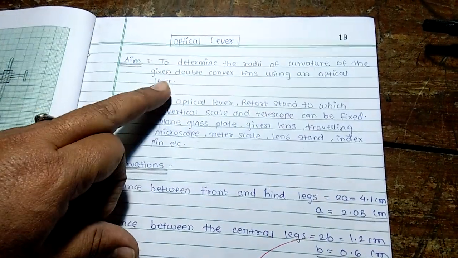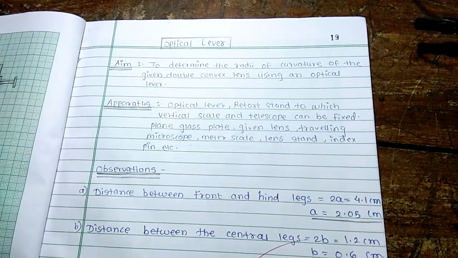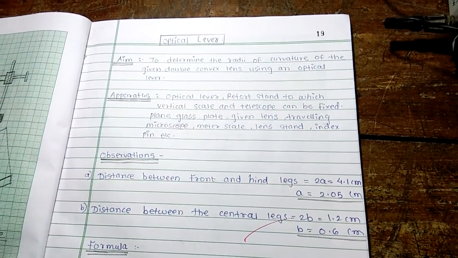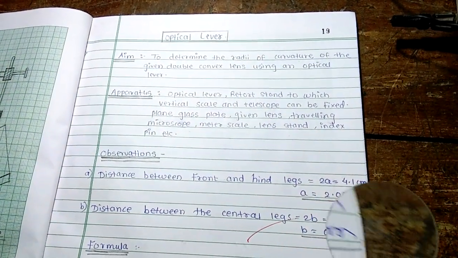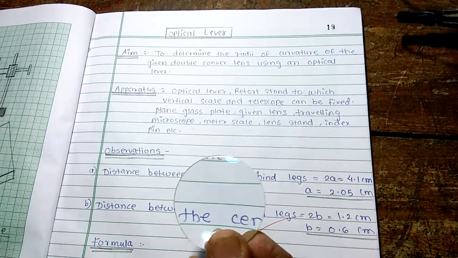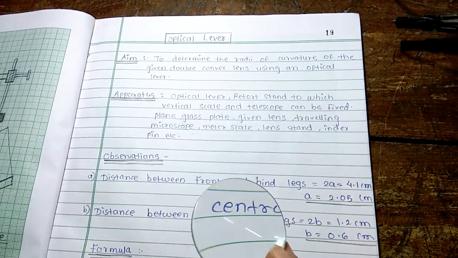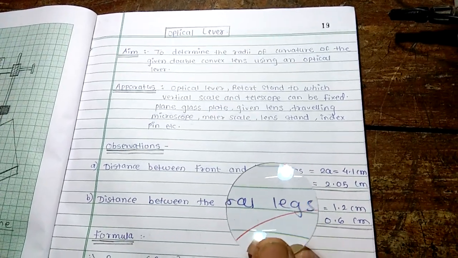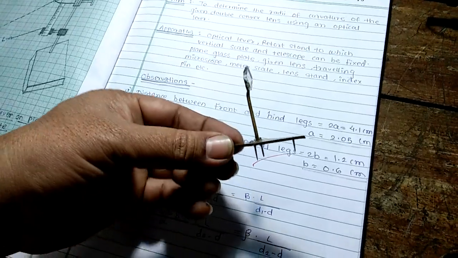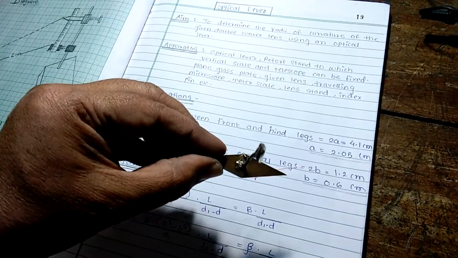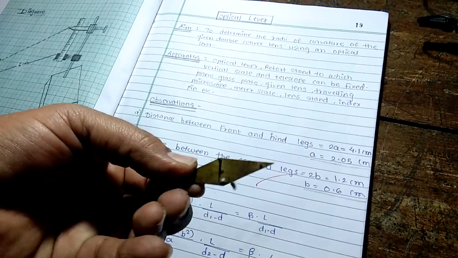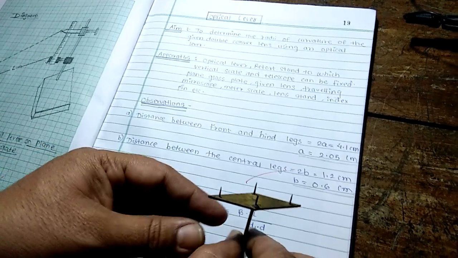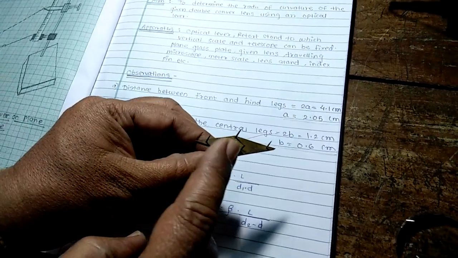This is the optical lever experiment we have to do, and in this we have to find out the radii of curvature of this convex lens and the refractive index of the material of this lens. With the help of this optical lever, we have to find out the radii of curvature and refractive index.